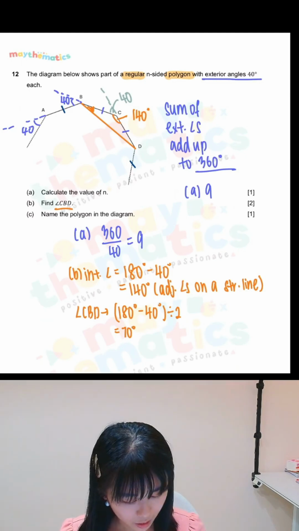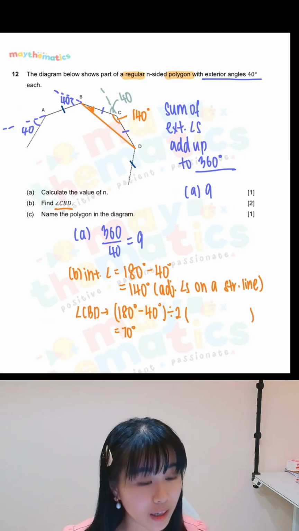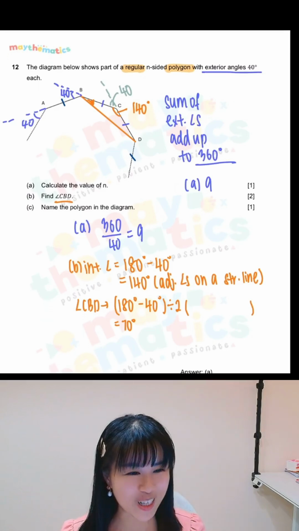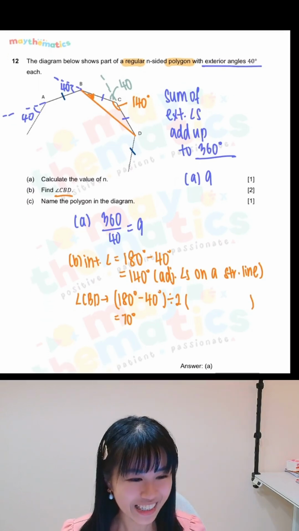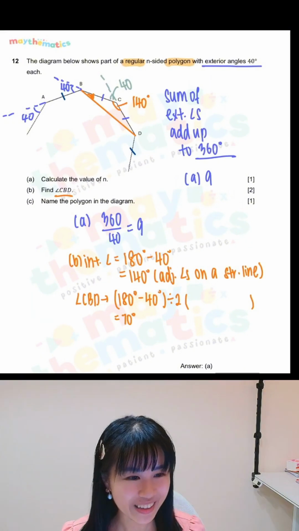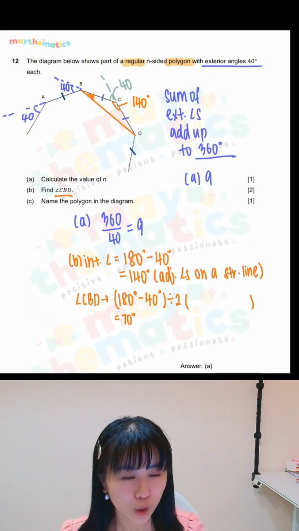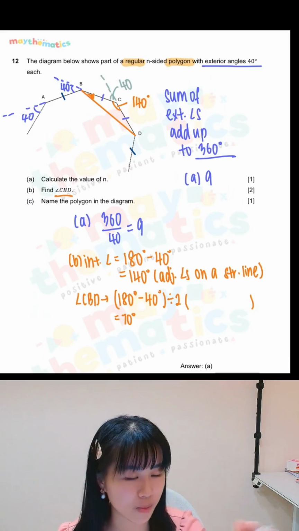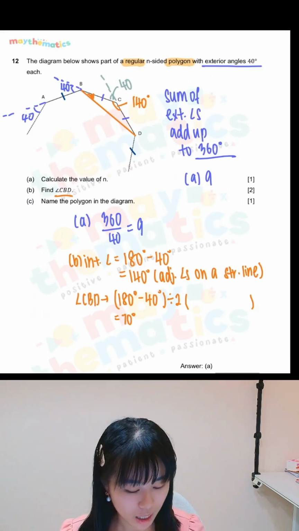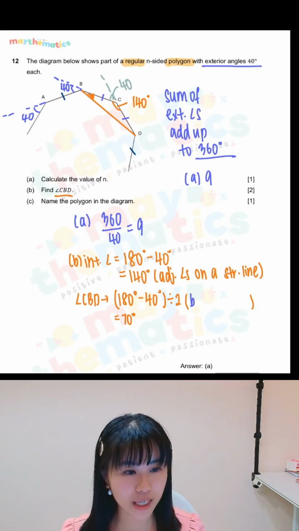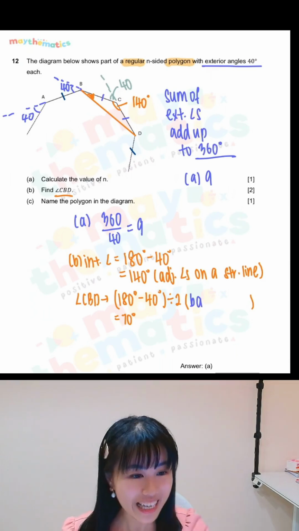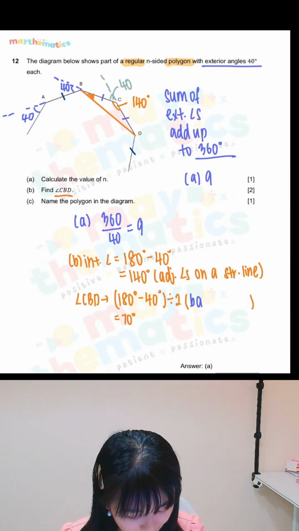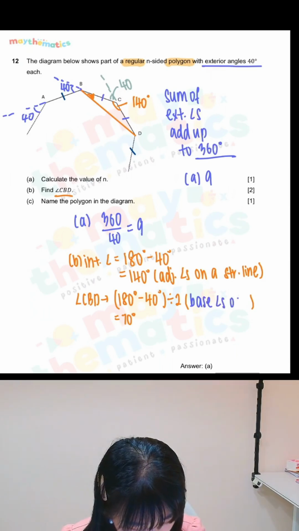Anybody? Here, what's the reasoning I put? Sum of isosceles triangle. Okay, almost there. Something else? Angle sum in triangle. Good try. Something more specific. Base angles of isosceles triangle. Yes, edit base angles of isosceles triangle. Thank you.